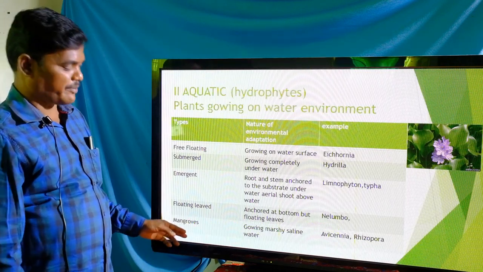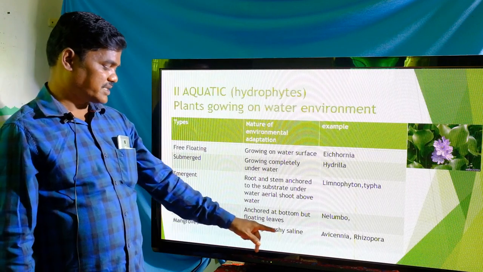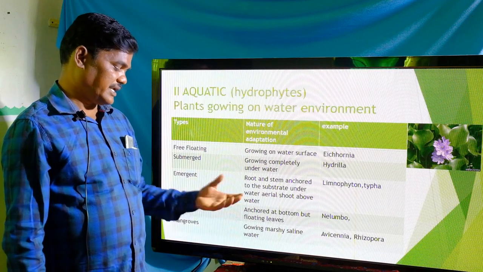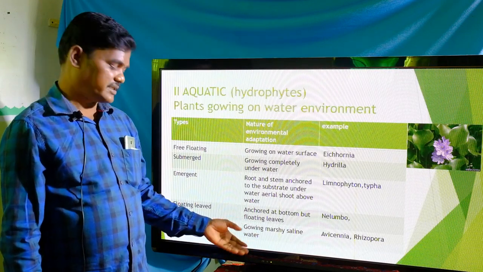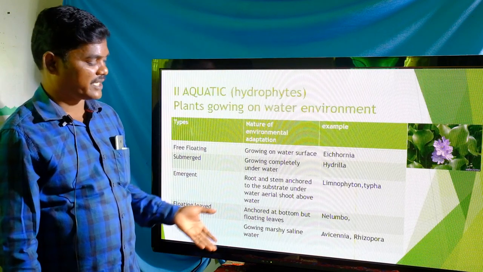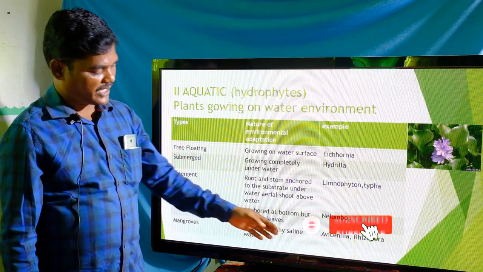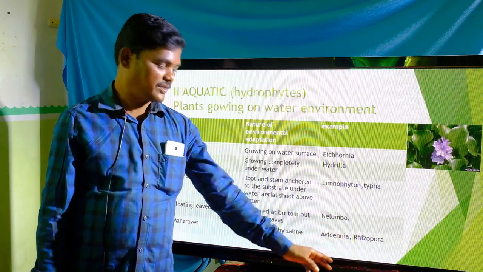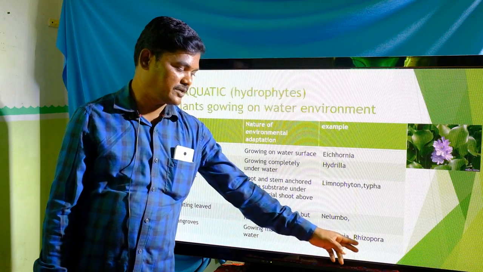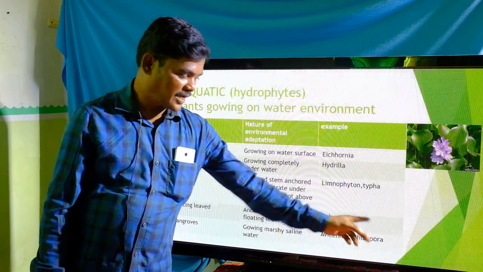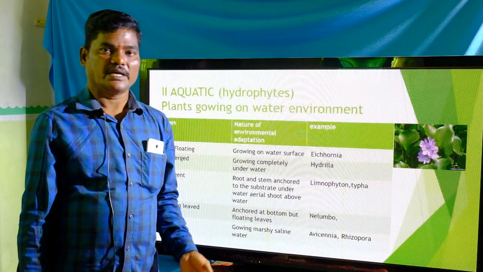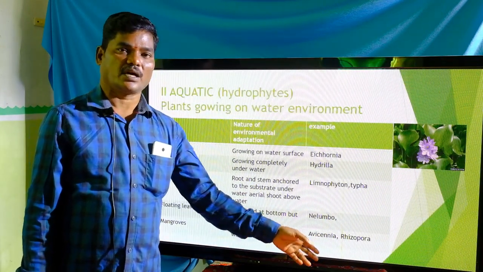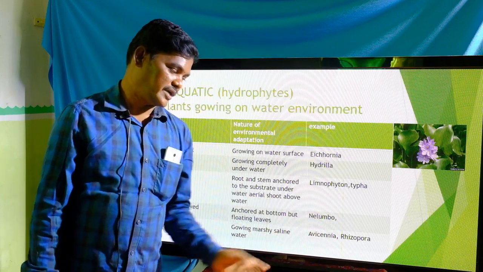The mangroves means the marshy places. So growing in marshy saline water. Saline water means salty water. So the backwater areas, that type of plants take place to occupy the habitat. That is, examples are Avicennia and Rhizophora. This is very important. Keep it in your mind. One more question, they will ask. Rhizophora and Avicennia, they produce pneumatophores or respiratory roots, which arise in these two types of plants.